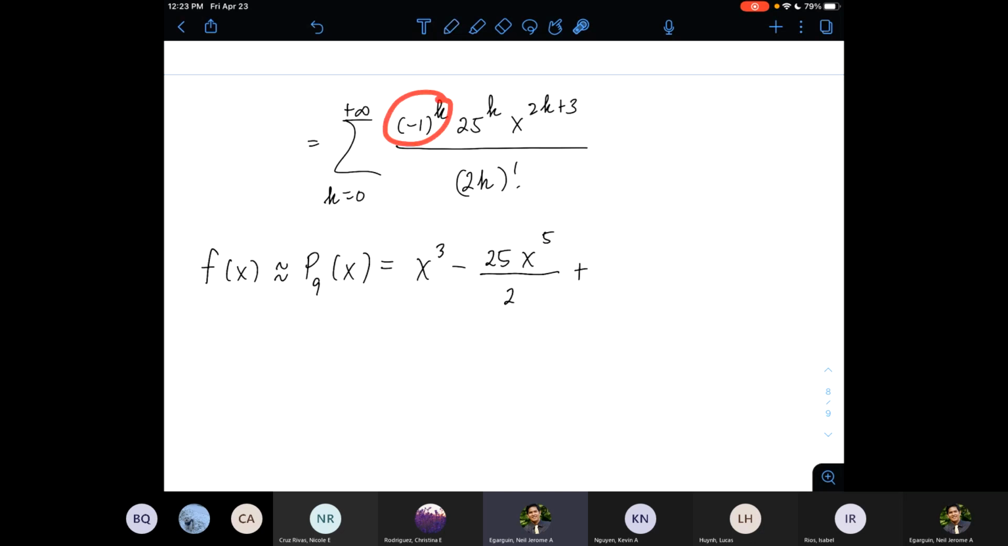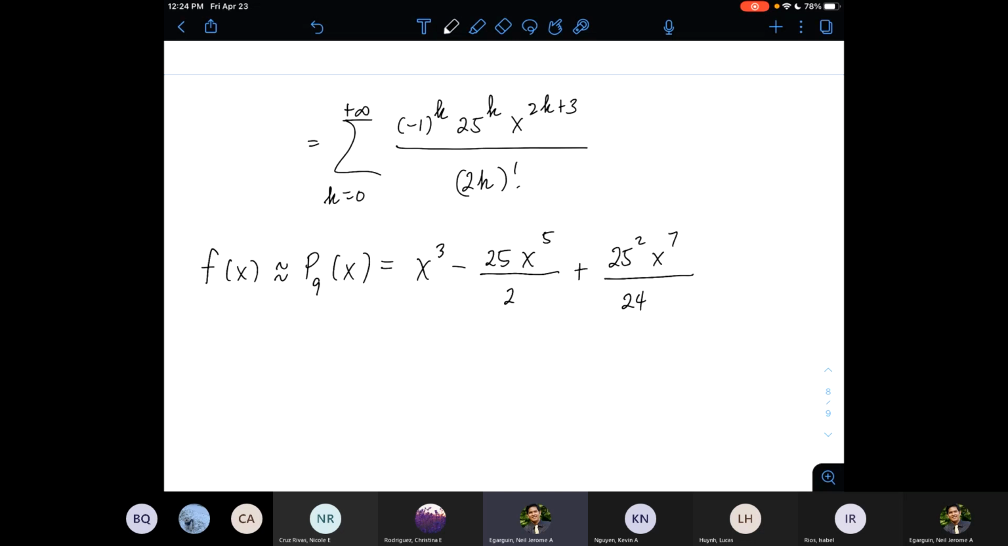When k equals 2, this would be -1 squared, which is 1. Then we'll have 25 squared. That's a big number, so I'll keep it as 25 squared. When k is 2, this guy will be x to the power 7, all over 4 factorial. Right? But 4 factorial is what? Well, 4 factorial is 4 times 3 times 2. So that's going to be 24. We can't stop here because here we have degree 7. So let's go to degree 9.